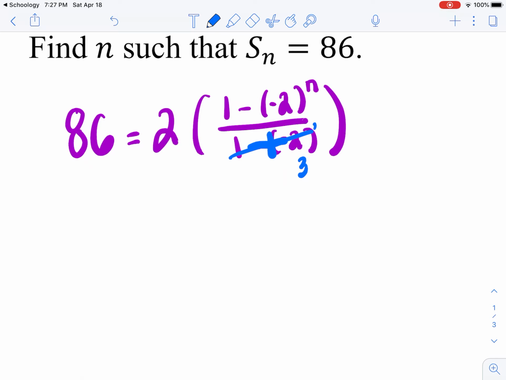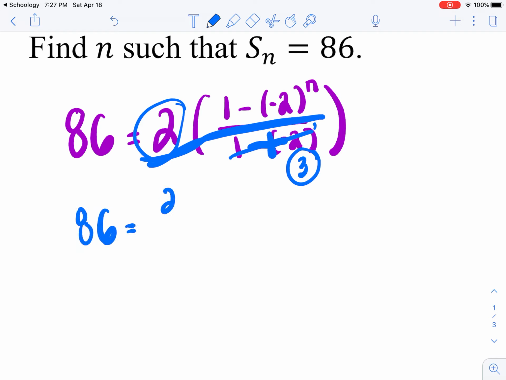All right, so now I'm going to change that to a 3. Okay, so now remember the next step that you did was you said, okay, this is one big fraction right here. I'm now going to do 2 divided by 3. And the last one, it was 4 divided by 1/2, which is nice. But 2 divided by 3, I get a decimal. So I'm just going to leave it as 2/3. So I'm going to do 86 equals 2/3 times 1 minus negative 2 to the nth power.